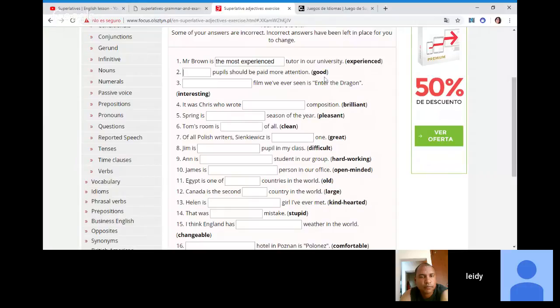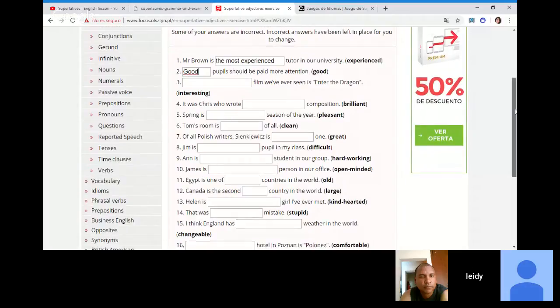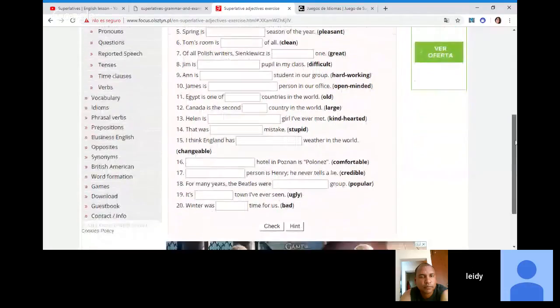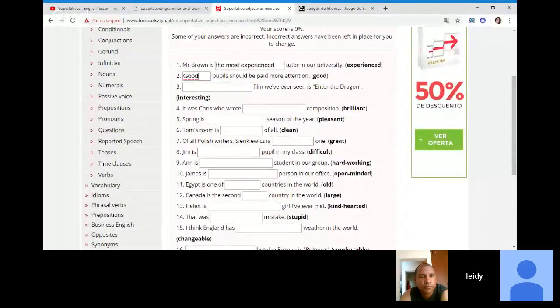The second sentence. Yes. Good. Remember that they are the superlatives. Is it correct when you say good? Nope. Why, Catherine? Because it's an irregular adjective, so it's not good. It's bad, better, best. It's okay, Catherine.